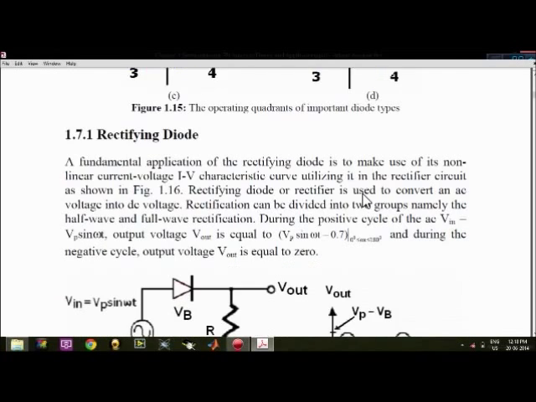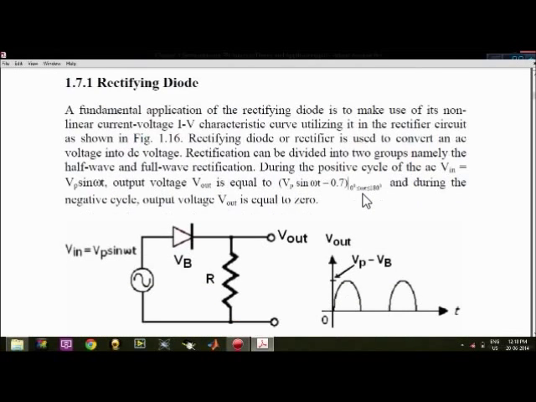Now starting with the first application, that is the rectifying diode. You have read already there are two types of rectifier, half wave and full wave. In case of half wave rectifier, for a total signal only half of its signal is extracted and the other is made zero. But in case of full wave, the whole signal is made positive, that is there is no polarity change. The fundamental application of this rectifier diode is to make use of this non-linear IV characteristics, utilizing it in the rectifier circuit.